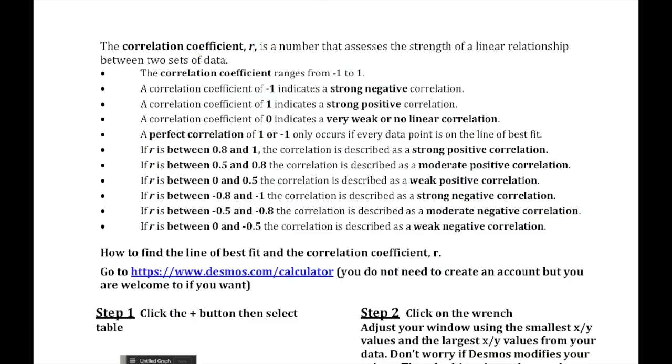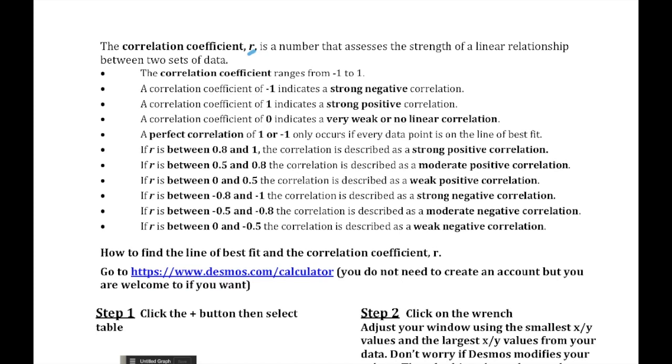Okay, so now we're going to turn the page and we're going to talk about the correlation coefficient, which they use the letter R to represent. It's a number that assesses the strength of a linear relationship between two sets of data. So it's just telling us how strong or weak that correlation is between those two things. So let's take a look at what the correlation coefficient looks like and what it means.